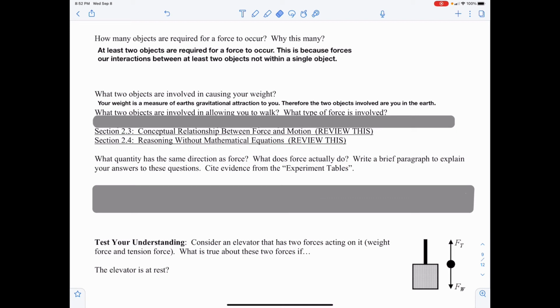What two objects are involved when you walk? Well, when you walk, it is your weight stepping down on the ground, but it's also the normal force pushing up from the ground, and what prevents your foot from sliding and skidding on the ground every time you take a step would be static friction in the direction you walk. So when you walk, static friction actually acts forward to prevent your foot from sliding backward.